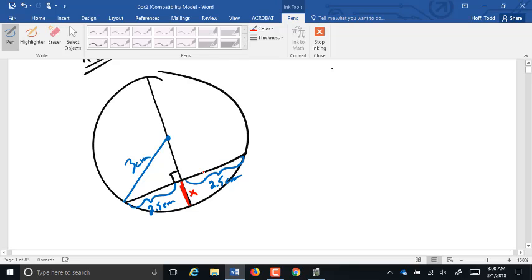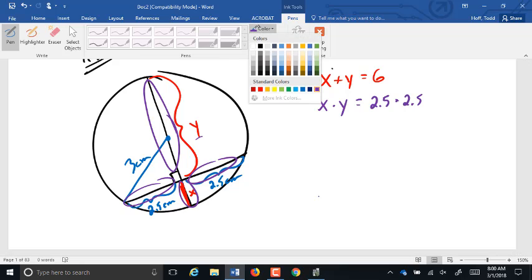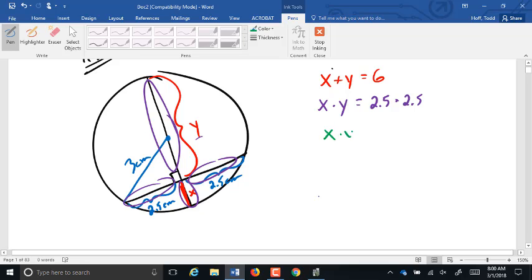So here's what I'm doing. I'm going to label that X, and I'm going to label this piece up here Y. I know that X plus Y has to add up to 6. I know that X times Y has to equal 2.5 times 2.5. Because remember, the two pieces of a chord that intersect have to have the same product. So this is the same as saying X times Y equals 6.25.